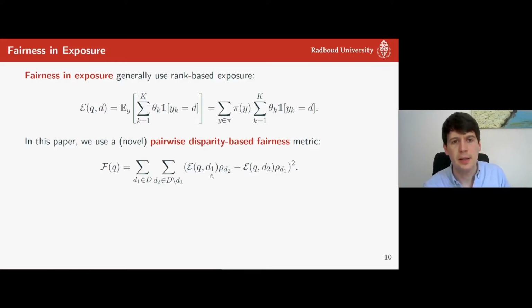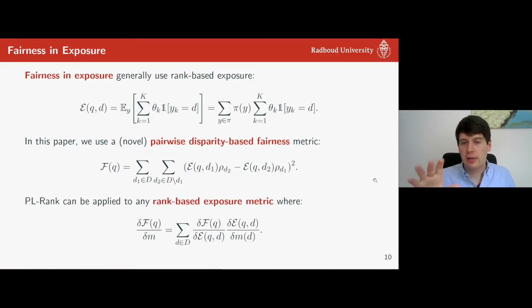And this will force the ratio between the exposure and the merit or relevance of an item to be the same for both of these without having to divide by any relevance. So this also enforces fairness, but it doesn't have this problem of exploding. So, we needed this because I'm using data sets that have zero relevance objects in them. And the algorithm is not limited to this metric. So you can apply it to any rank-based exposure metric as long as you can do the following.